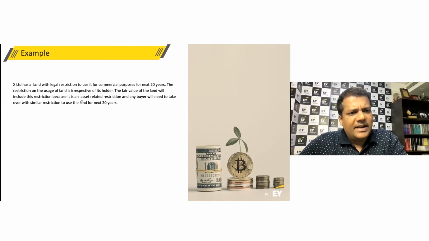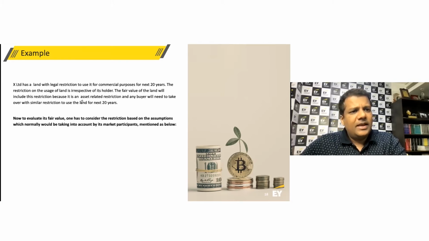So X Limited has a land with a legal restriction to use it for commercial purpose for the next 20 years. The restriction on the usage of land is irrespective of its holder. That means it's an asset specific restriction. The fair value of the land will include this restriction because it is an asset related restriction, and any buyer will need to take over with a similar restriction to use the land for the next 20 years.